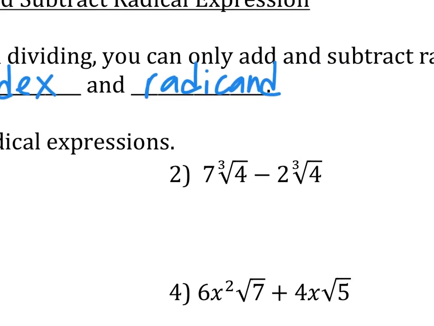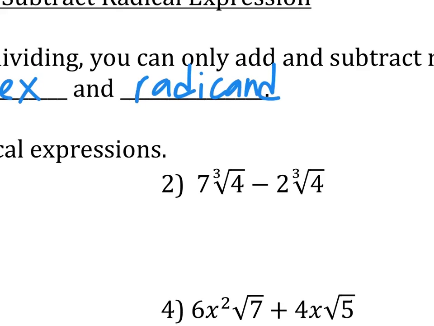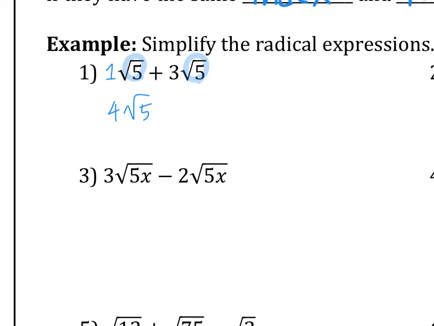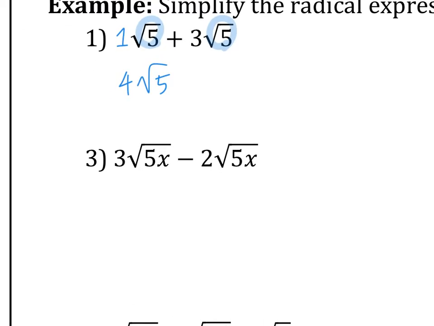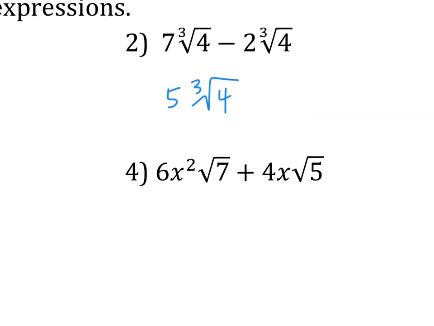All right, number 2. Can I subtract them? Yes. What does it become? 5 cubed root 4. Correct. All right. Number 3. Can I subtract them? Yes. The radicand's the same. So what does this become? 5x square root 5x. Okay, number 4. Can I add them? No. So this one cannot be done. The radicand's different.